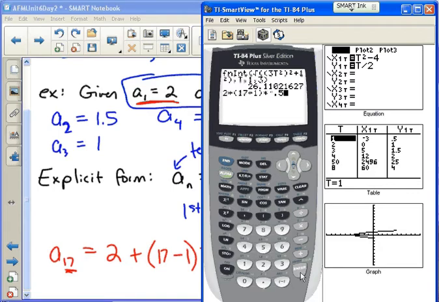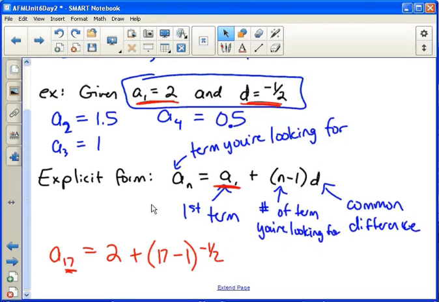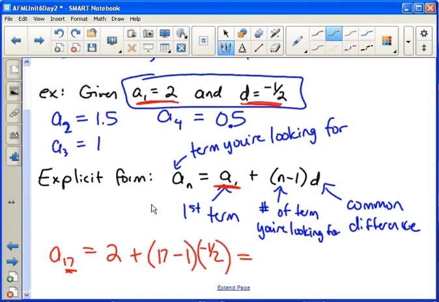So without having to actually find the first 16 terms, I was able to find the 17th term. So this formula is very helpful. It can help you find any term you want and just that term. You don't have to find any other terms, just that one.